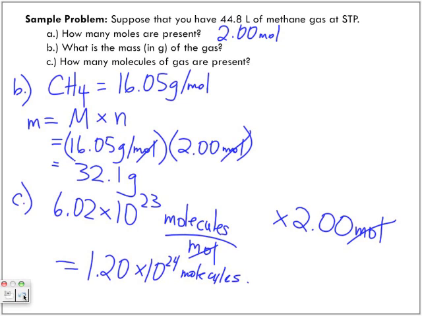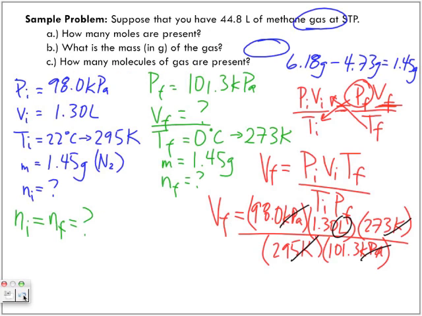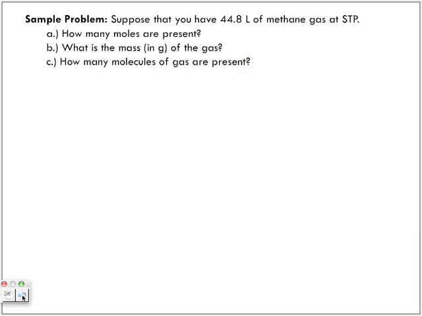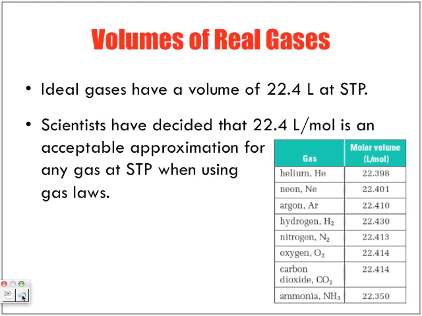So that is the number of molecules of gas present. So, volumes of real gases. Ideal gases have a volume of 22.4 liters at STP, right? Something we calculated before, it was close enough. But notice that whole "close enough," right?